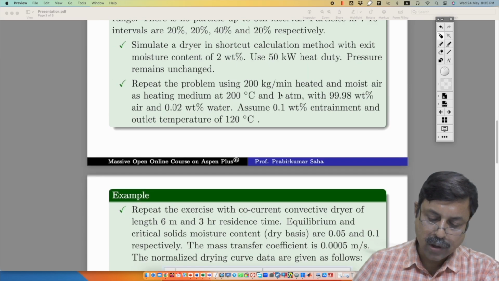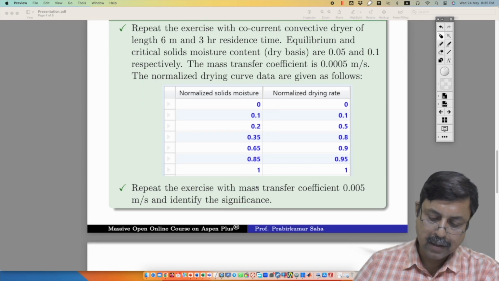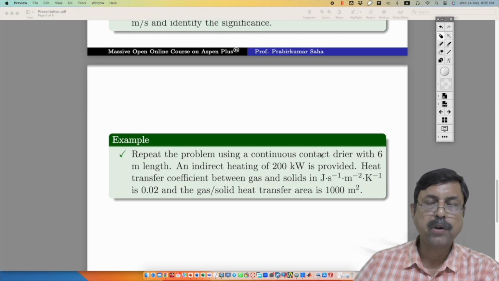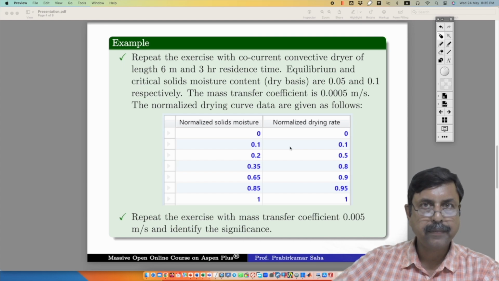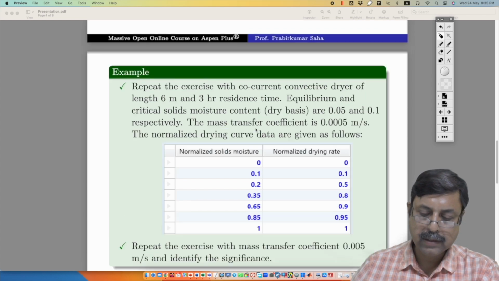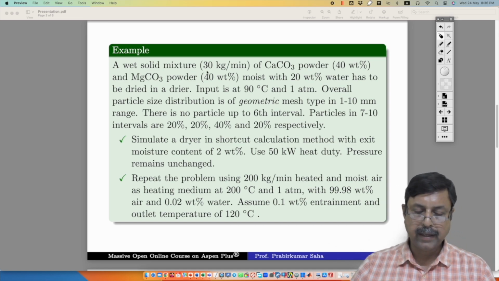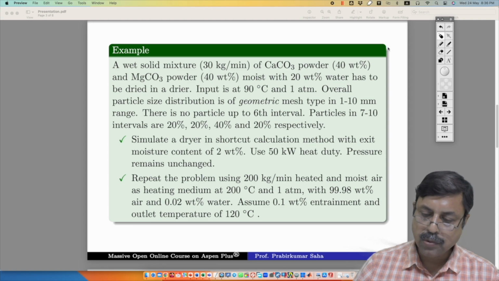Now there is some continuation of this problem. This is about the co-current convective dryer, and this is about the continuous contact dryer. So we will read it later. Let us not confuse ourselves first. Let us begin with this setup. Now for that, let us go back to the Aspen window.